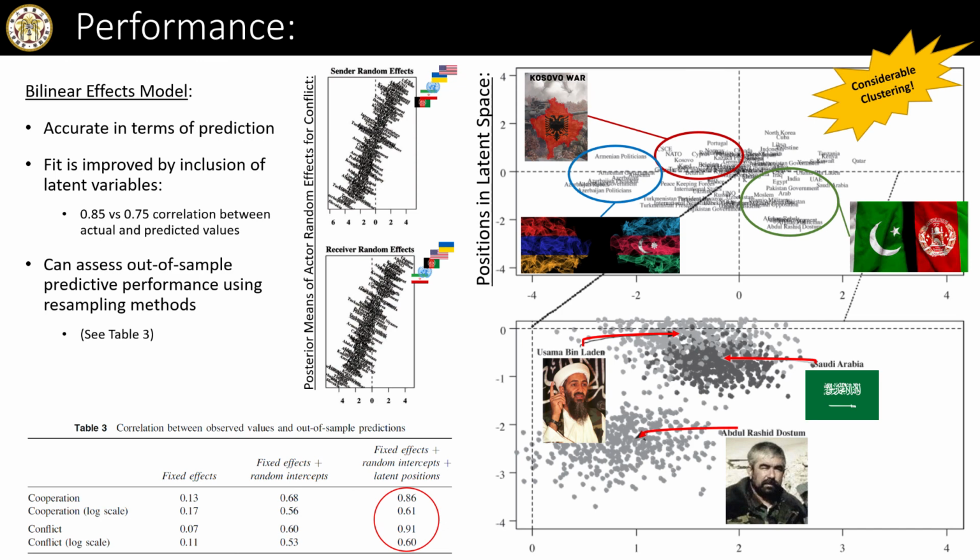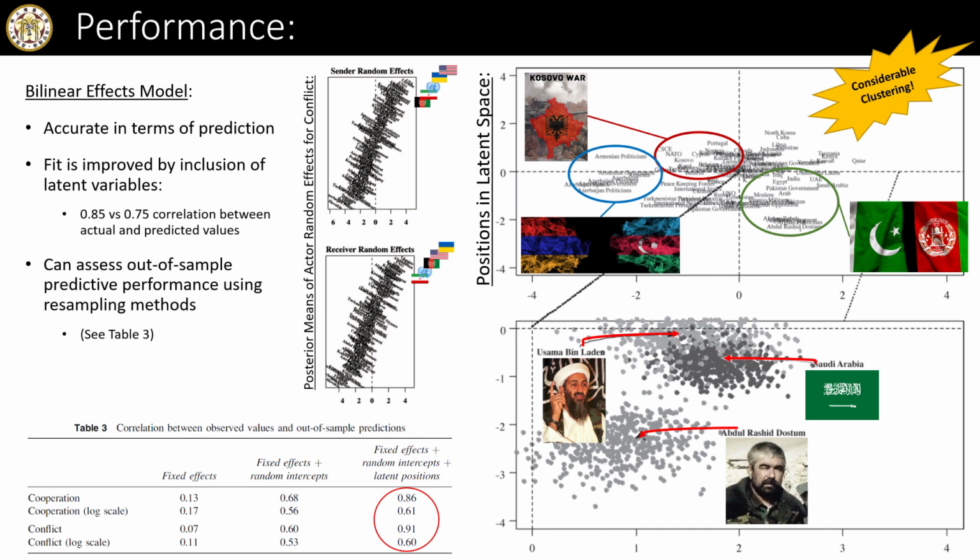All right, so here we're going to look at the performance of the model. We find that the bilinear effects model is fairly accurate in terms of prediction. They show that the inclusion of their latent variables improves the fit of their regression, and they can show an improvement in the prediction of values, from 0.75 to 0.85 correlation between the actual and predicted values.